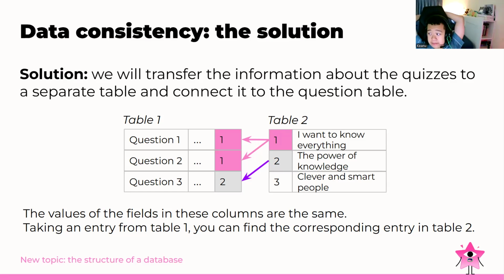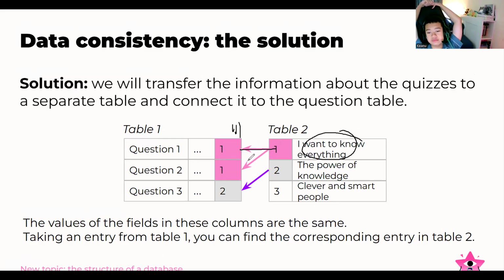which is the solution. The solution for this one is that we will try to transfer the information about the quizzes to a separate table and also connect it to the question table. For example, maybe we have one table that has two connections. As you can see, the table two about the I want to know everything, we can have multiple connections. We have the one connection and then two connections. As you can see.